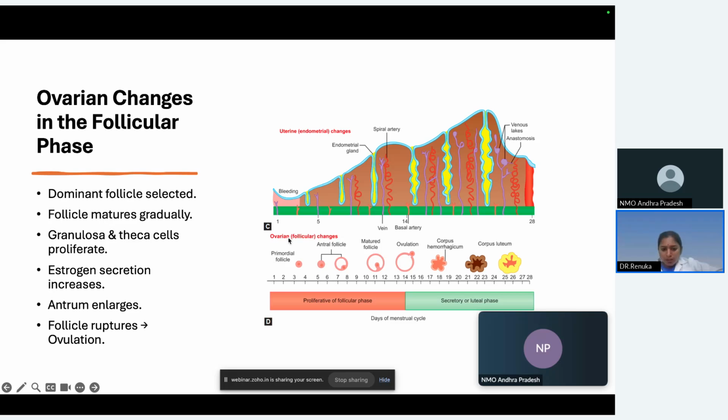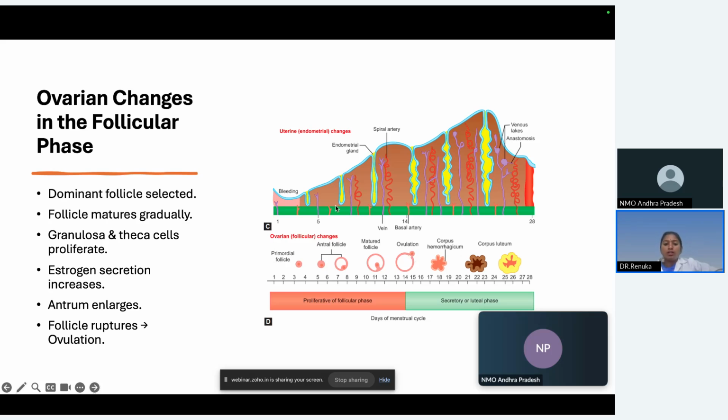What happens in the follicular phase? The dominant follicle is selected. It matures and gradually increases in size. Granulosa cells and theca cells proliferate, and finally the follicle is matured. Finally the follicle ruptures and the ovum comes out. This is ovulation. These are the ovarian changes.